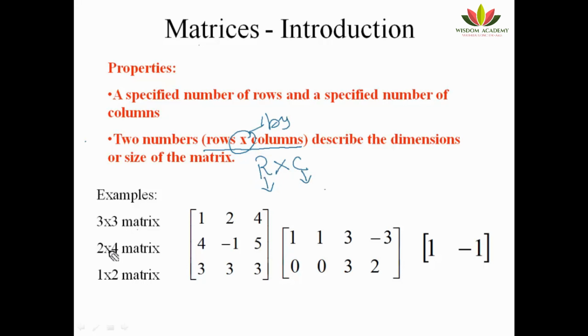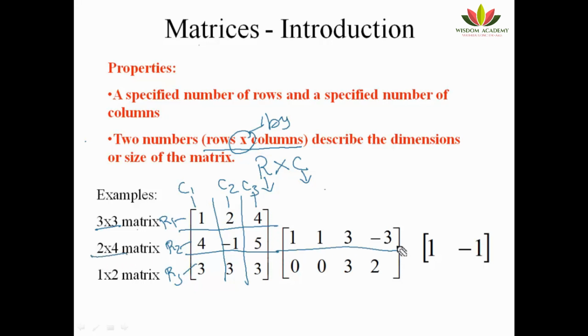Usually we will say 3 by 3 matrix, 2 by 4 matrix, like this, not cross. It is not cross, you have to say it as by. So a 3 by 3 matrix will have 3 rows and 3 columns. This is row number 1, row number 2, and row number 3. Similarly, this is column number 1, column number 2, and column number 3. So what will be in the case of a 2 by 4 matrix? We will have two rows, this is R1 and this is R2, and there will be 4 columns. This is C1, C2, C3, and C4.